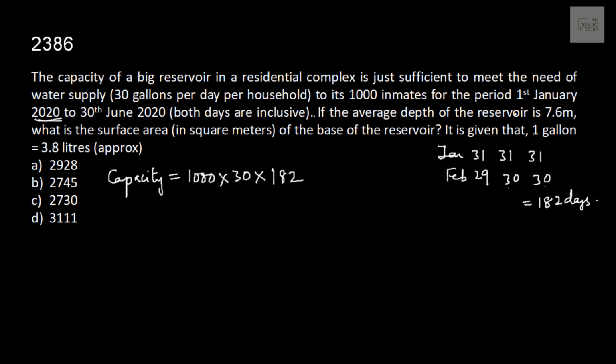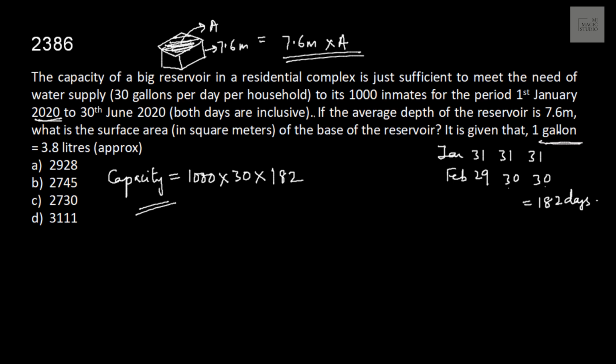If the average depth of the reservoir is 7.6 meter, what is the surface area of the base? That means this is the reservoir, something like this. Its depth is known as 7.6 meter. We need to find this. Now we can compare the volume of the reservoir. Let's suppose this area is A, then 7.6 meter into A should be equal to the capacity of the water. Now we need to convert gallon into liters.